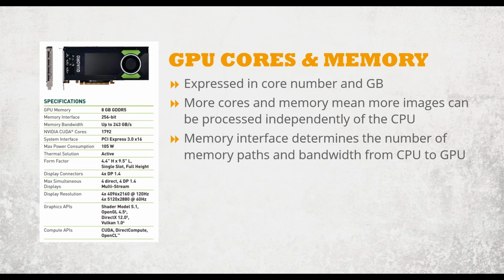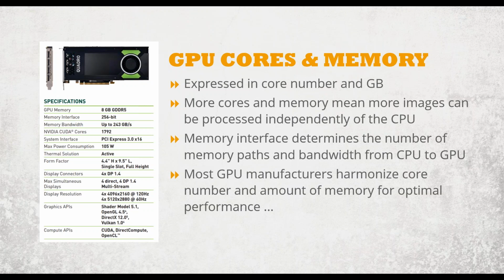Furthermore, we can look at the bandwidth, which here is reported at 243 gigabits per second, and that's an indication of how much or how quickly information can be streamed back and forth between the CPU and the GPU. It's not just the width of the memory interface, it's also the speed at which the cores are operating. So the higher that memory bandwidth, the better.